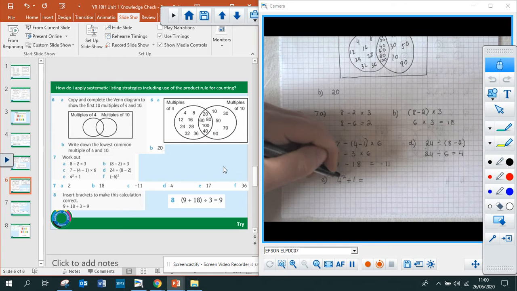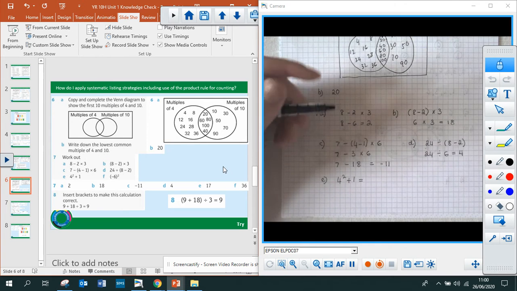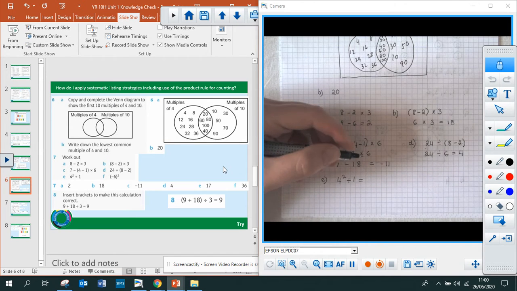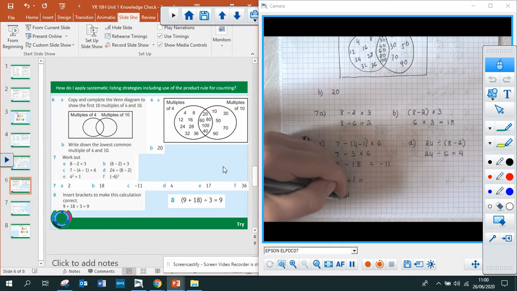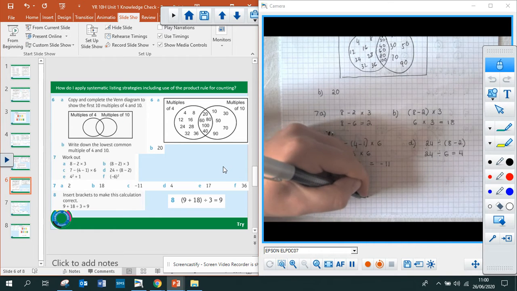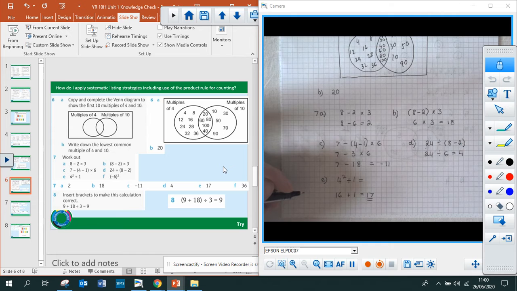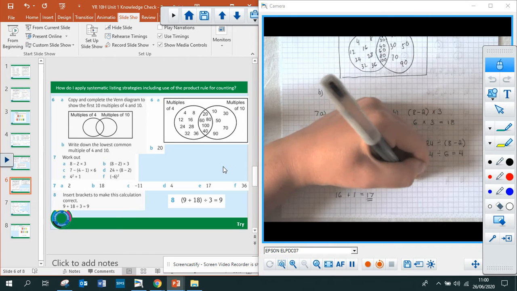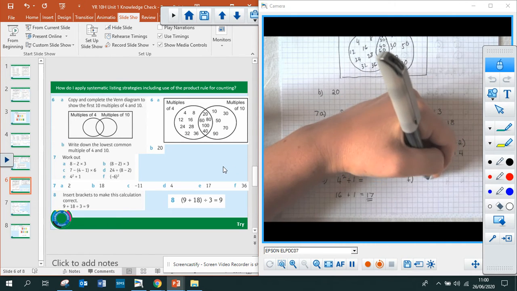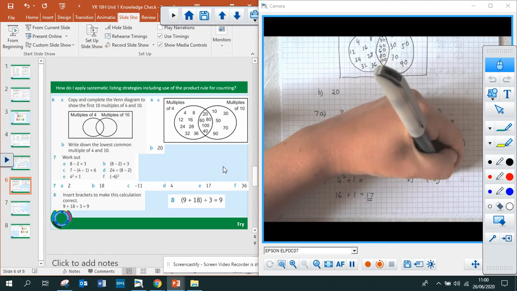This is called an indice. Indice comes before addition. So we're doing 4 squared. So 4 squared is 16. So we're actually doing 16 plus 1, which is 17. And then the last one, F, we've got minus 6 all squared.